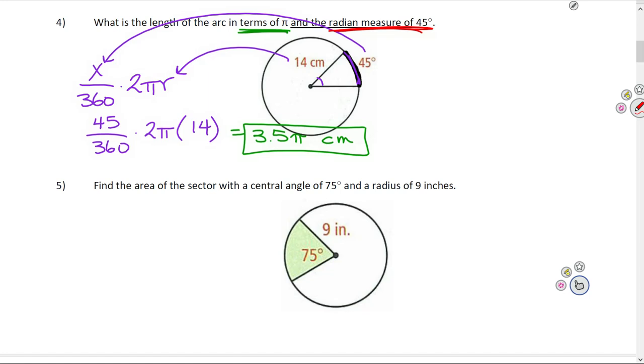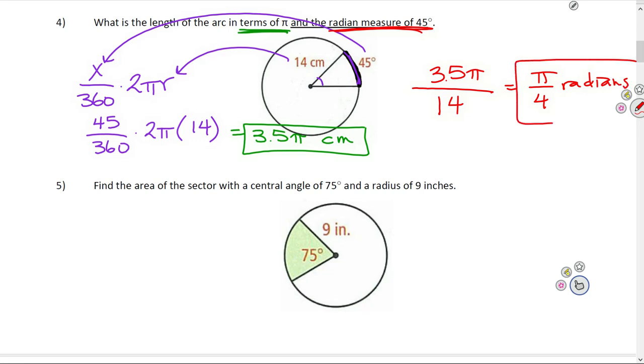Okay, again, it's the ratio between the arc length, 3.5 pi, divided by the radius, 14. Now 3.5 over 14, you may not recognize that, but 3.5 is half of 7, and 7 is half of 14, so this actually is pi fourths radians. Okay, 45 degrees in radians is pi fourths radians. And you'll look at that a whole lot more in Algebra 2.